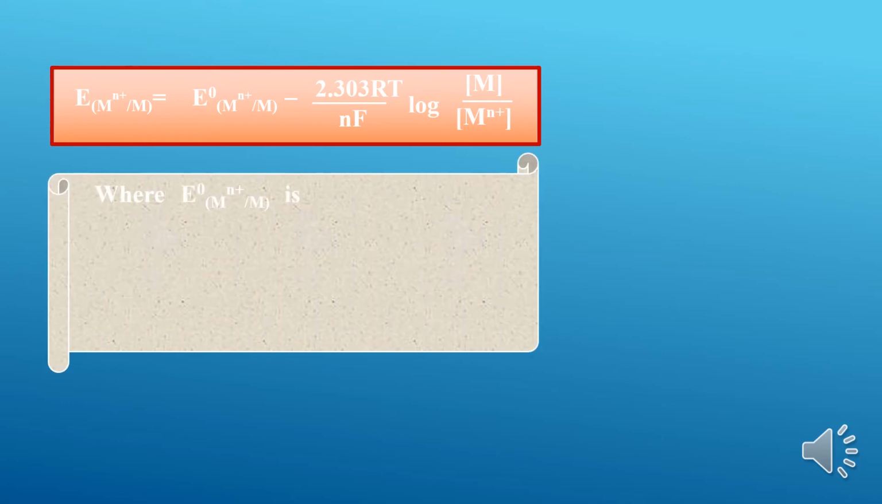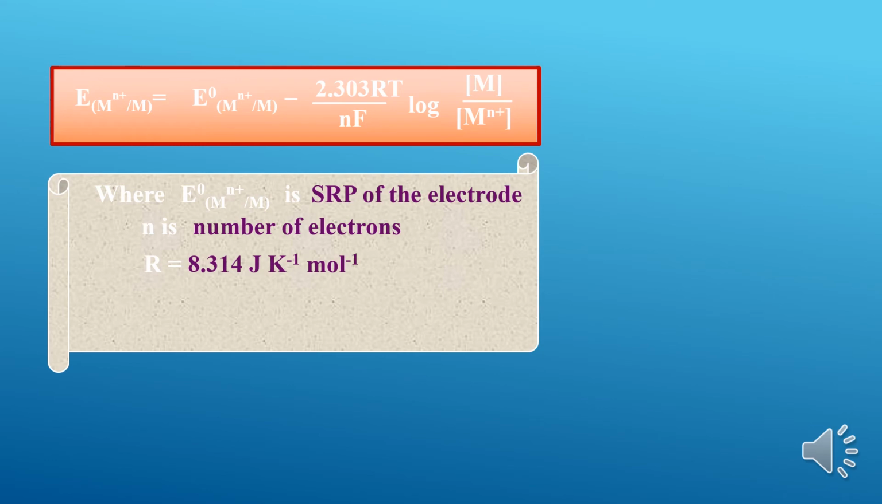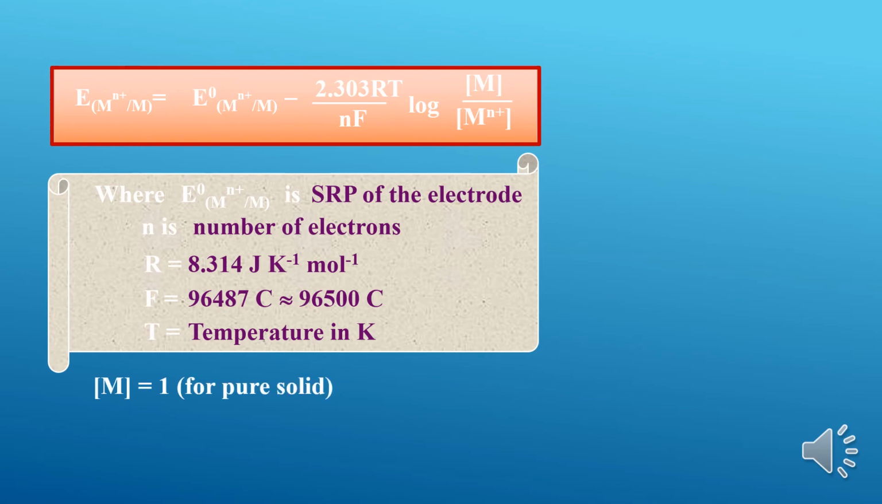where E naught of Mn+/M is the SRP of the electrode, the standard reduction potential of the electrode. n is the number of electrons involved in the reaction. R is the gas constant, 8.314 joules per mole per Kelvin. F is the Faraday, equal to 96,487 coulomb, or nearly 96,500 coulomb. T is the temperature in Kelvin. Any temperature can be taken. We know that the concentration of M, which is in solid state, is taken as 1. Always for pure solid, concentration is taken as 1.